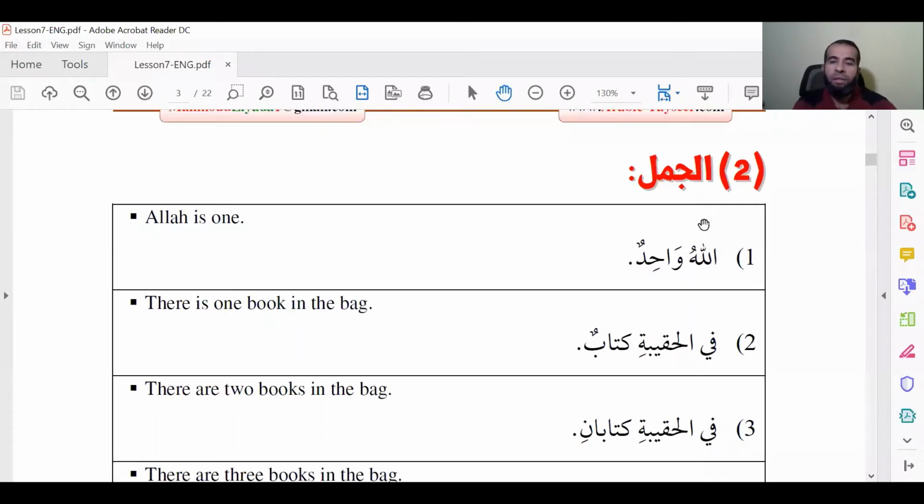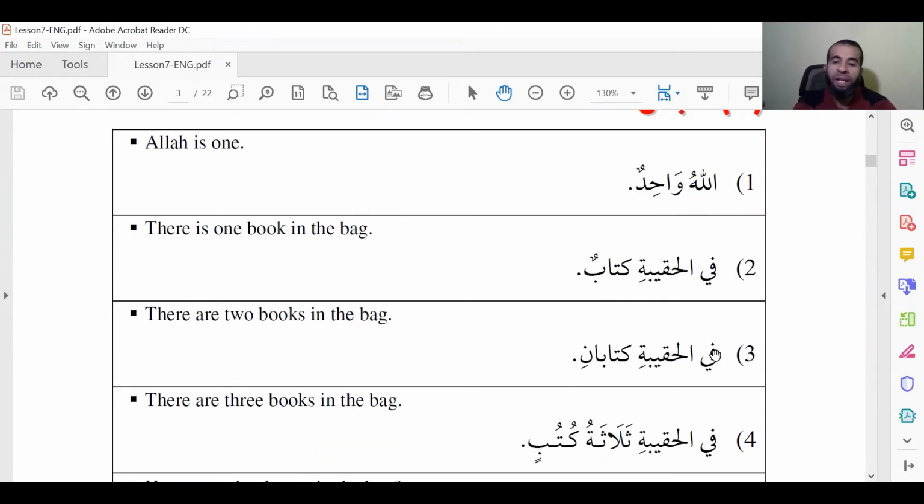الدرس السابع. الجمل. 1. الله واحد. Allah is one. We can also say الله أحد, as in Surah Al-Ikhlas. قل هو الله أحد. 2. في الحقيبة كتاب. In the bag, a book. We don't say there is, we don't translate it. We don't say one book, but we just say a book, kitab, mufrad. So in Arabic we say in the bag, a book. في الحقيبة كتاب.